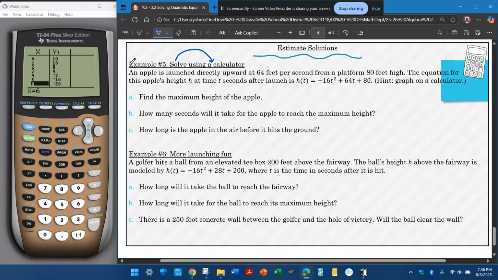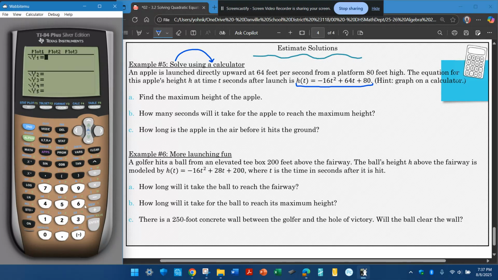An apple is launched directly upward at 64 feet per second from a platform 80 feet high. The equation for this apple's height at time t after launch is h of t equals negative 16t squared plus 64t plus 80. Hint, graph on a calculator. Okay, so let's type this into our calculator.